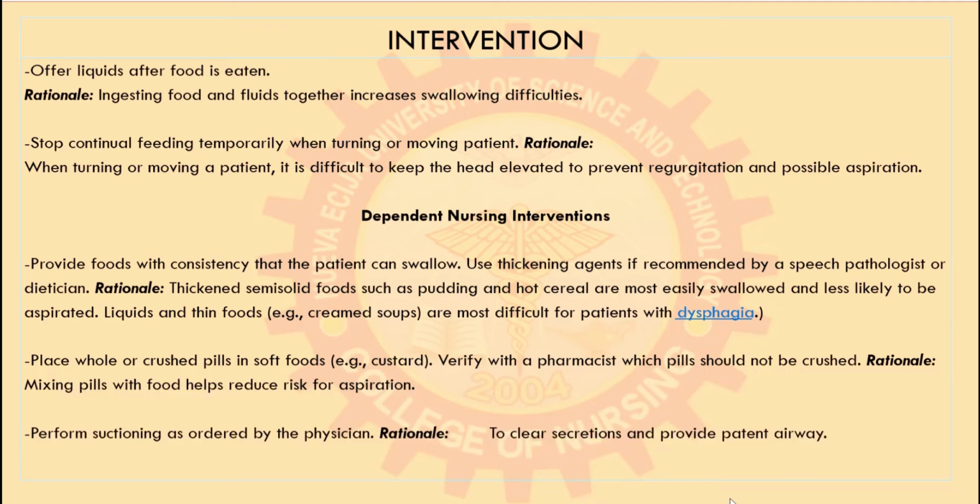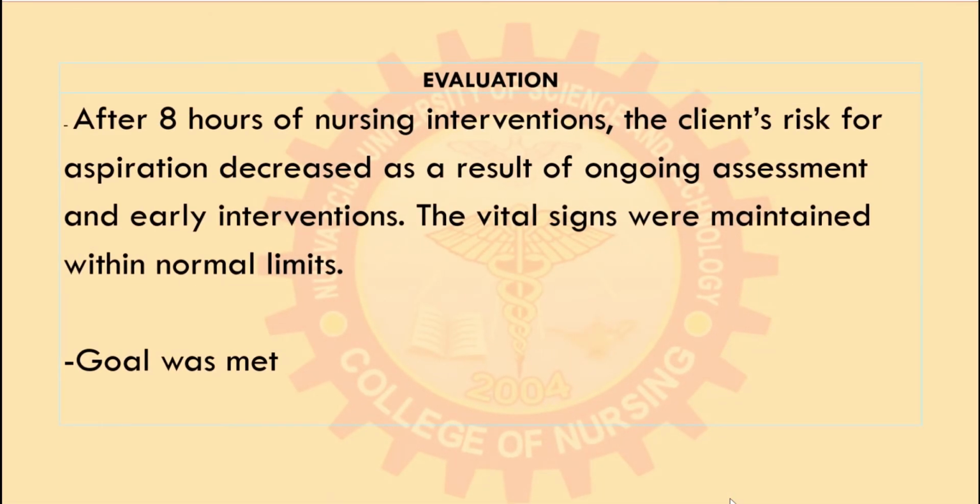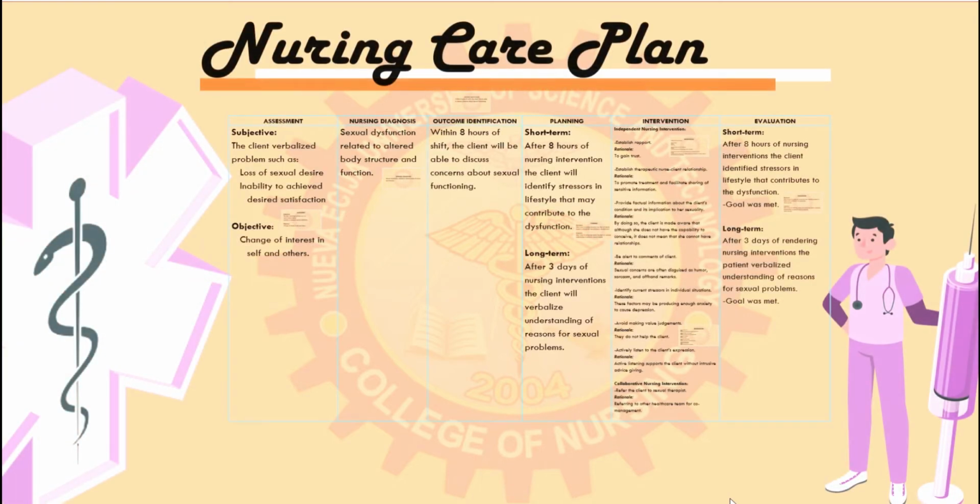For the dependent nursing interventions, place whole or crushed pills in soft foods. Verify with the pharmacist which pills should not be crushed. Mixing pills with food helps reduce risk for aspiration. Perform suctioning as ordered by the physician. This is to clear secretions and provide patent airway. For the evaluation, after 8 hours of nursing interventions, the client's risk for aspiration decreased as a result of ongoing assessment and early interventions. The vital signs were maintained within normal limits, and lastly, the goal was met.